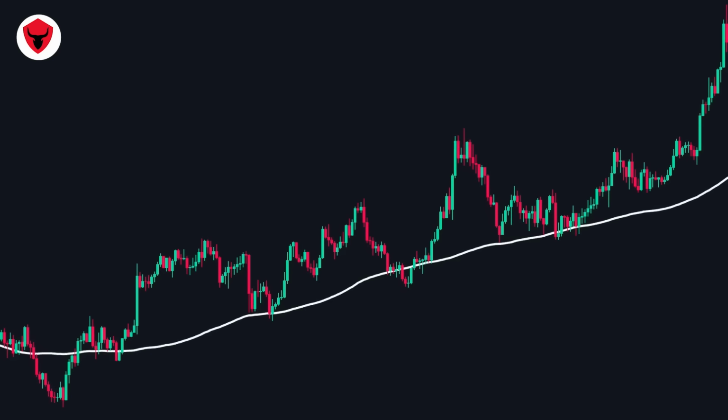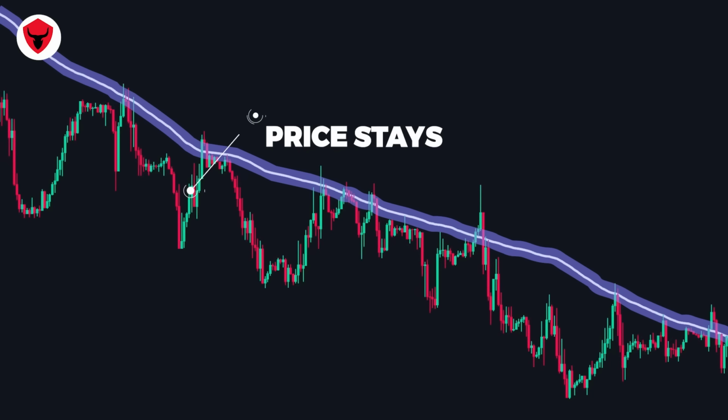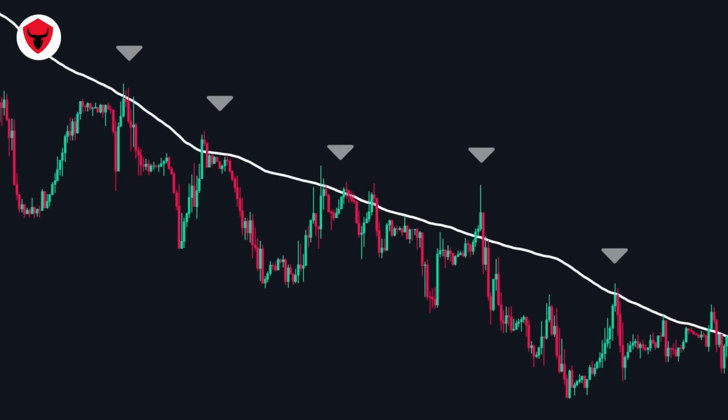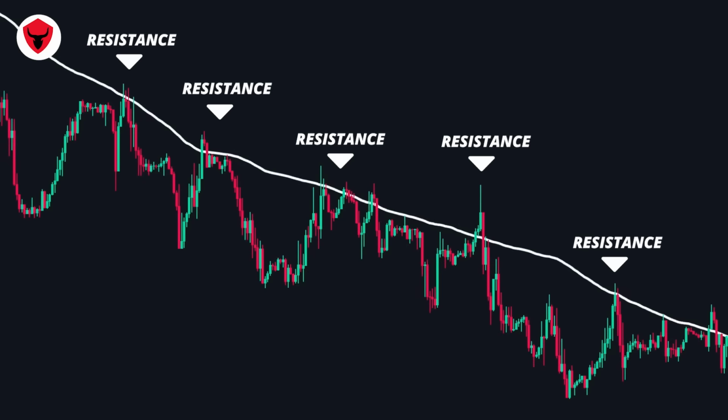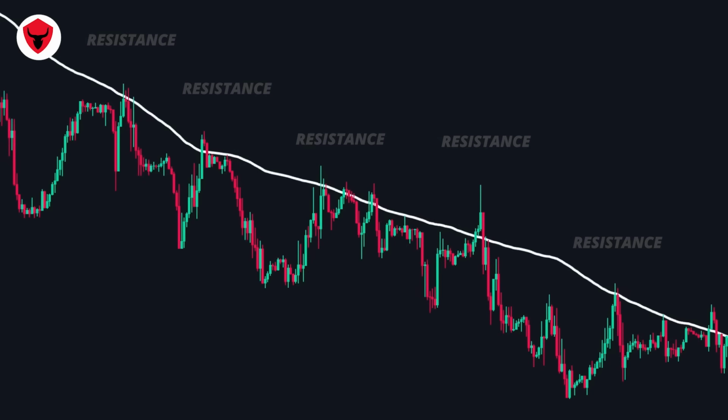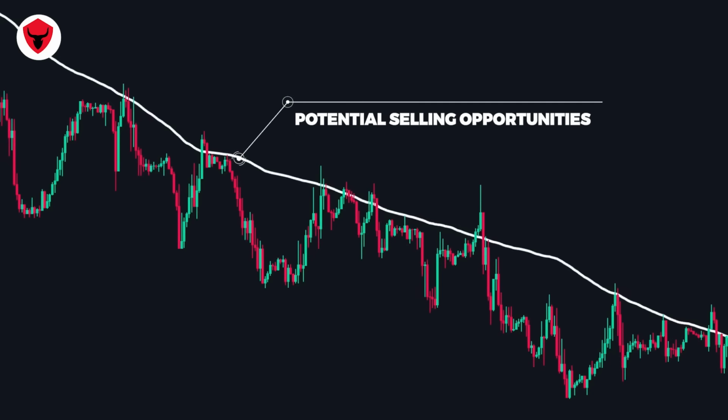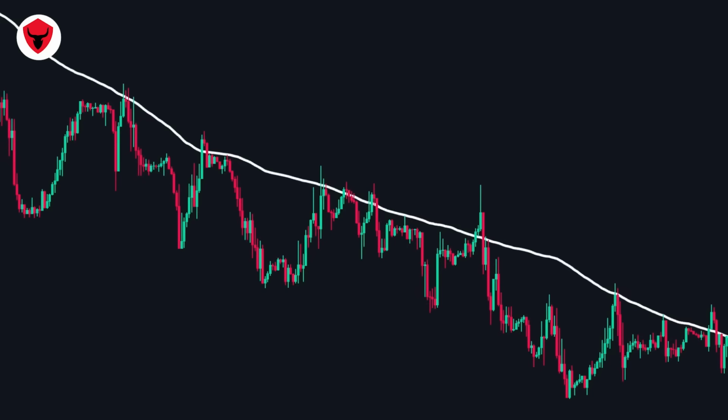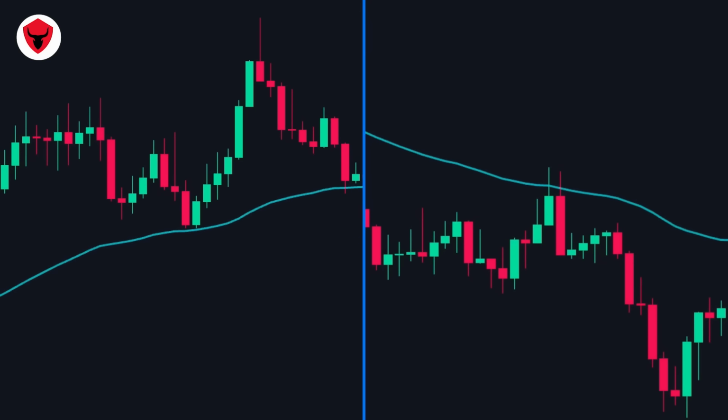In contrast, a downtrend occurs when the price continues below the moving average. When the price approaches the moving average, it frequently meets resistance. Thus, during a decline, the moving average can be used to identify potential selling opportunities. In this situation, the price encounters resistance 5 times. This demonstrates how the moving average can serve as a dynamic level of support and resistance for prices.